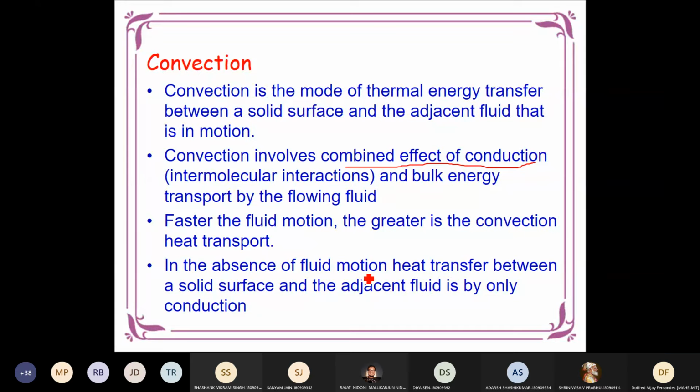So in the absence of fluid motion, that means until the fluid motion is set up, or if you are stirring the liquid or pumping the fluid, that is by external means, then there is fluid motion. But if there is no fluid motion, then the energy transfer between a solid surface and the fluid is only by conduction.